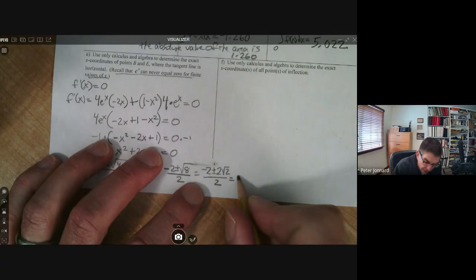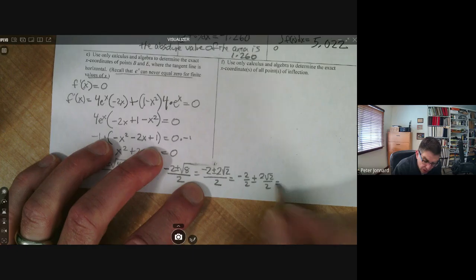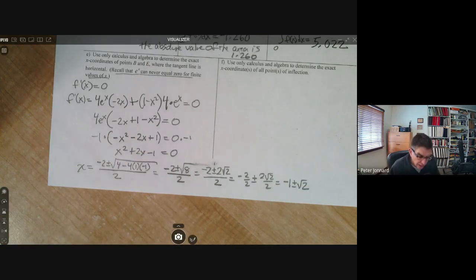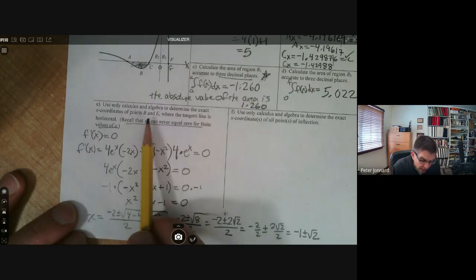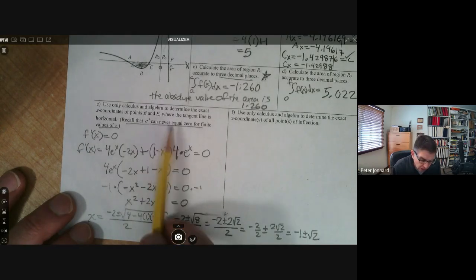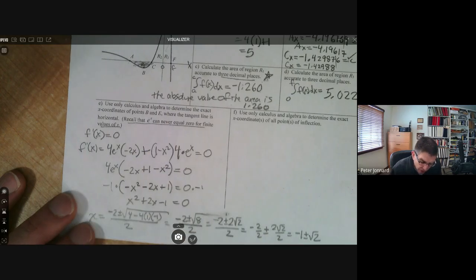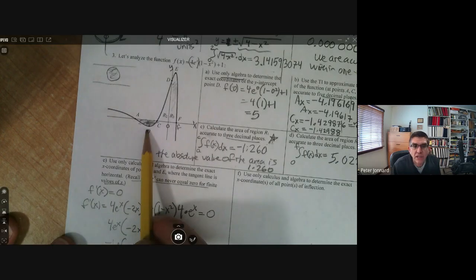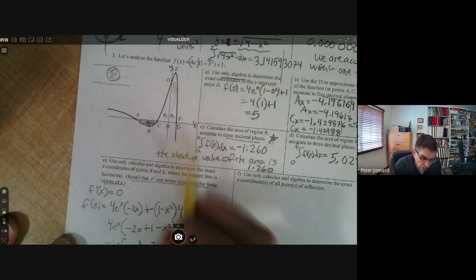Okay, and I have to be careful how I simplify this. One way is to write it with a common denominator: negative 2 over 2 plus or minus 2 radical 2 over 2, which is negative 1 plus or minus radical 2. So it looks like one of these is going to go with point B, and the other one is going to go with point E. So point B is to the left, point E is to the right.